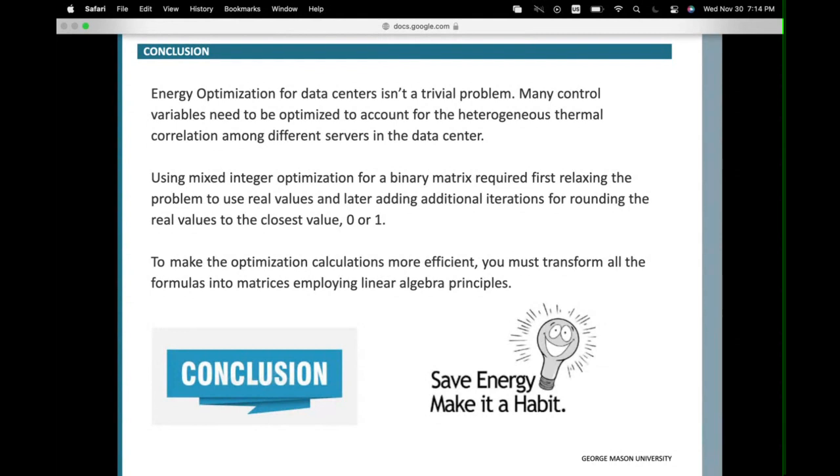Also, as you can see, we have so many formulas. Translating that into something that you compute is going to be very intensive if you just do iterations. So there's a section in the paper that formulates the problem using linear algebra and matrices, so we can utilize matrix multiplication and other matrix operations to make the optimization calculation efficient. That's pretty much it.